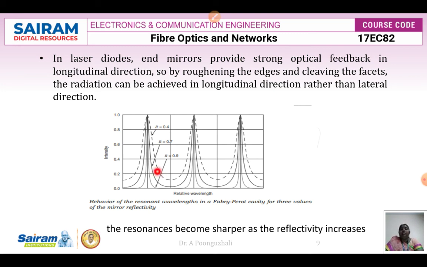So for different values of the reflectivity of the mirror, we can see that resonance occurs when the reflectivity is very high. When the reflectivity is high, we have the resonant frequency occurring at one particular point. So here we see the resonant wavelengths in a Fabry-Perot cavity for three values of the mirror reflectivity. The resonance becomes sharper as the reflectivity increases.